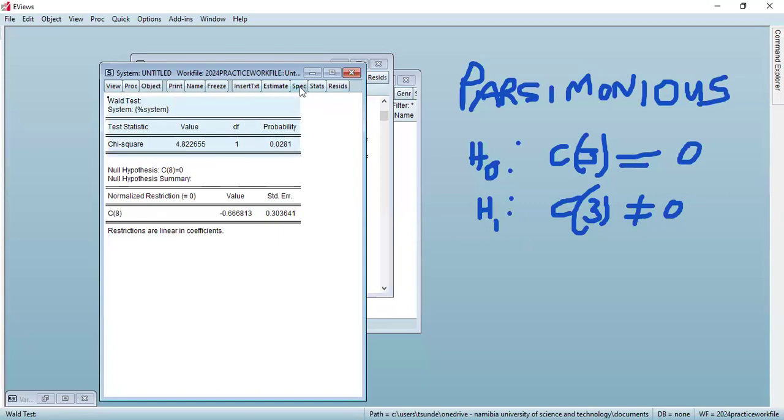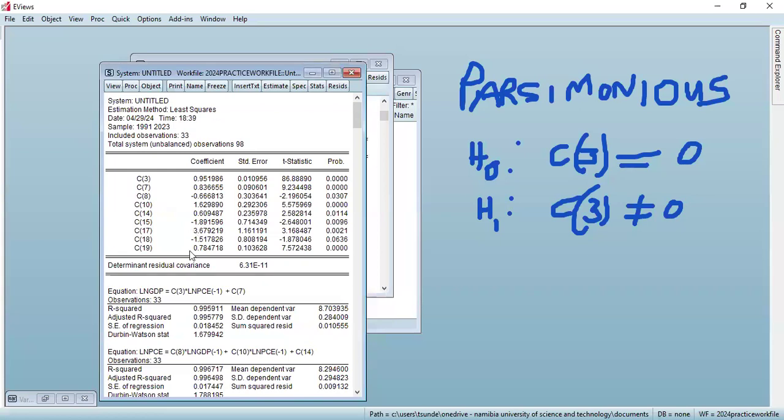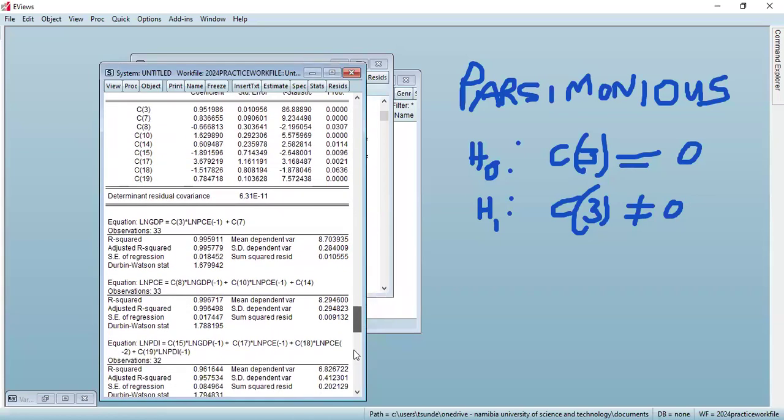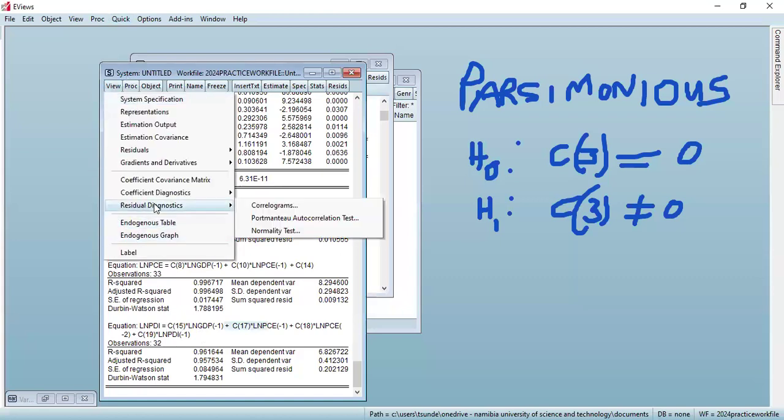So to go to our equations, we go to spec again, and then you estimate that to get the results. Then we go to the last equation where we are testing GDP Granger causing PDI, C15. Then for PCE, it's C17 and C18 equal to 0. So let's start with GDP Granger causing PDI, which is C15.